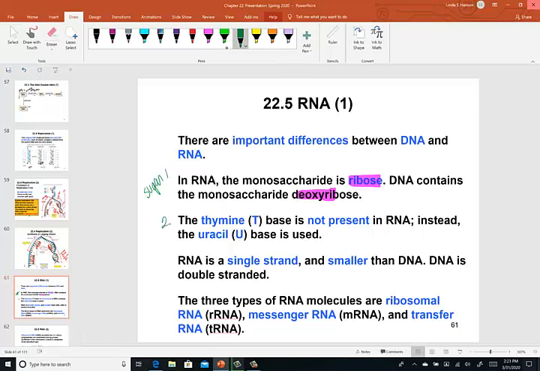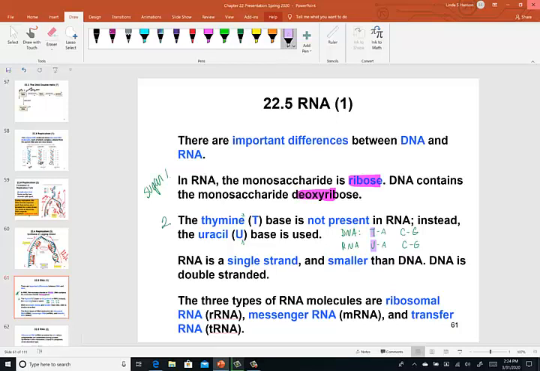The second difference is the bases that we find. In DNA, we said that thymine is present. In RNA, it's been replaced with uracil. So the bases of a DNA are A and T, G and C. In an RNA, U binds with A and C goes with G. We're saying T gets replaced by U in an RNA molecule.